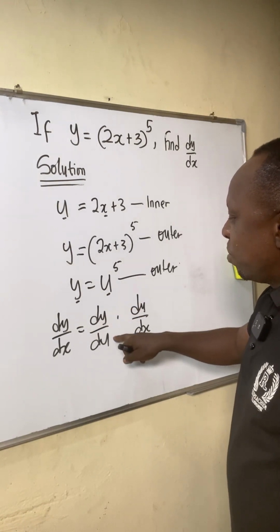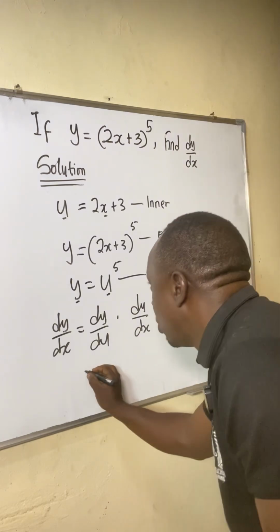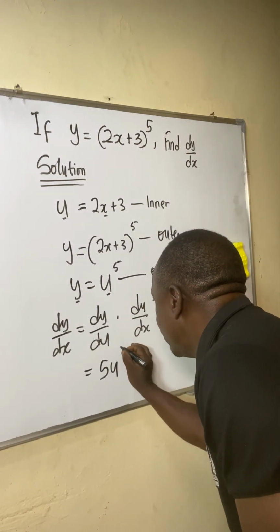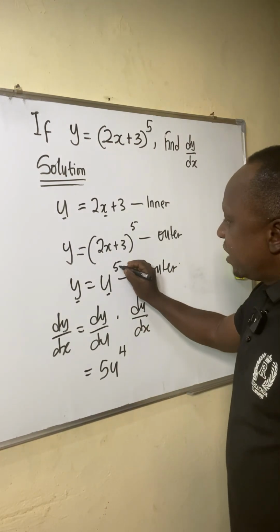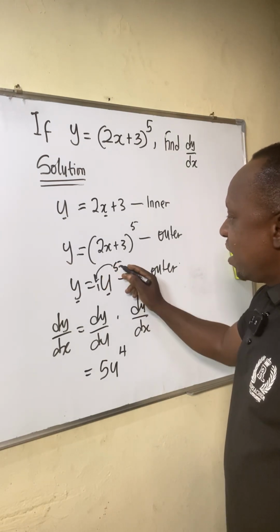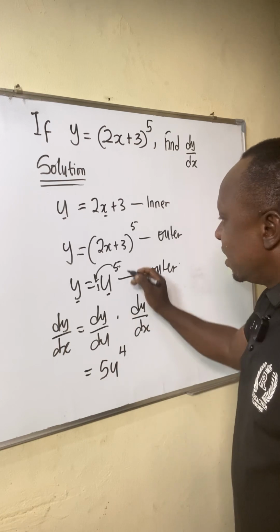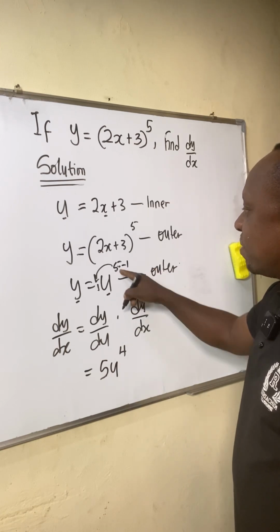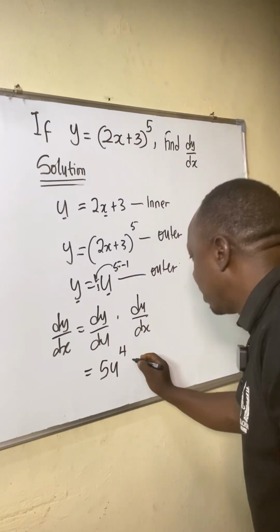Now we are given y equal to u raised to power 5. The change in y with respect to u will be equal to 5u raised to power 4. The exponent 5 will be used to multiply the coefficient of u, which is 1. 5 times 1 is 5. The exponent 5 will be reduced by 1. 5 minus 1 is 4.